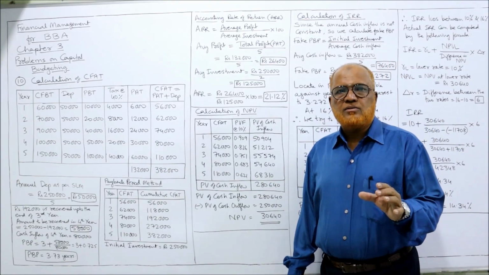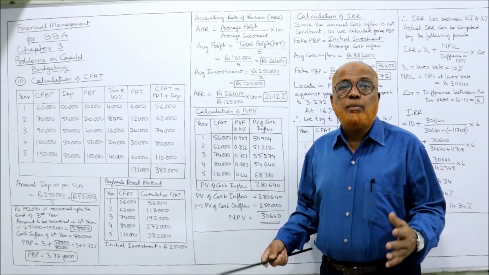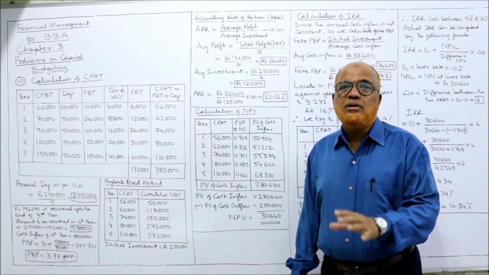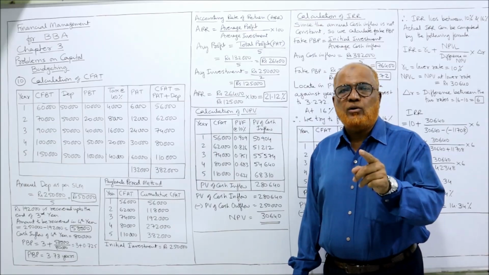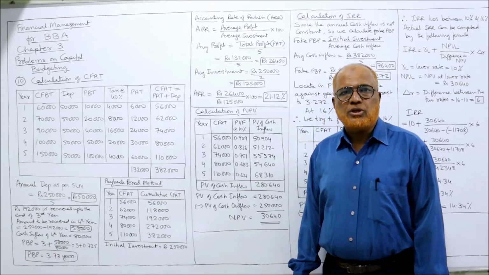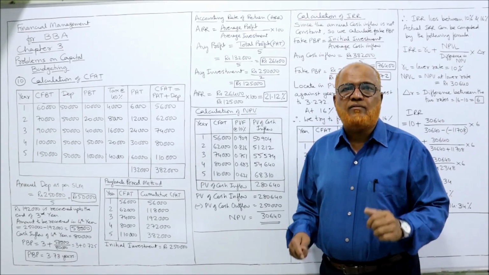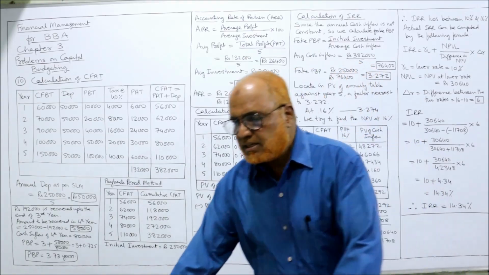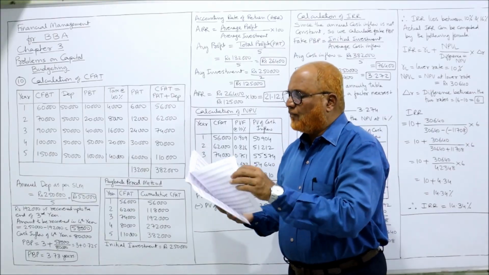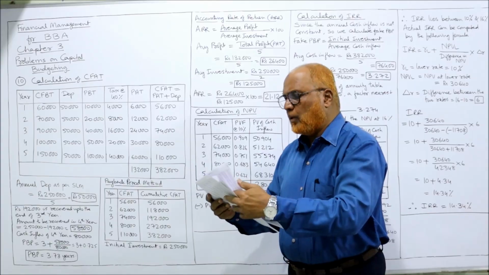The PV factors will not be given. Sometimes it will be given in the problem, but many times it may not be given. In that case, you have to refer the present value table. This present value tables I already uploaded in the description. So in the description, you can find the problems and the present value tables. So present value tables, you can see here. This is the present value of annuity. And this is the present value of rupee 1.